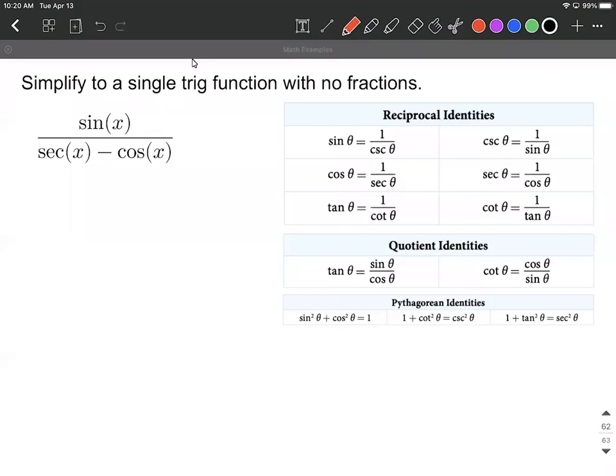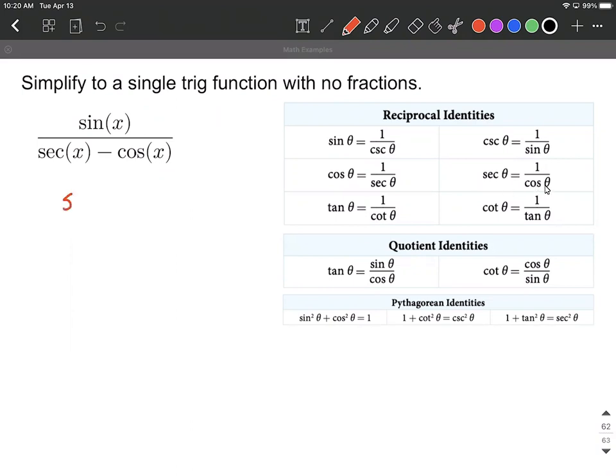Okay, let's simplify this trigonometric expression into a single trig function with no fractions. So looking at this, we have sine and cosine, but we also have a secant hanging out here. What I always like to do is first start by replacing anything that isn't a sine or cosine with an expression that means the same thing but does involve sines or cosines. So we can replace secant with 1 over cosine.